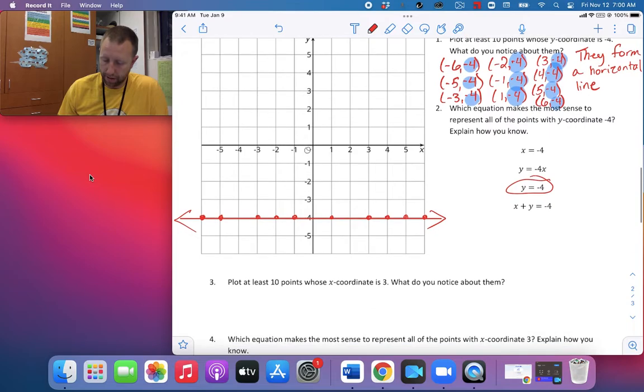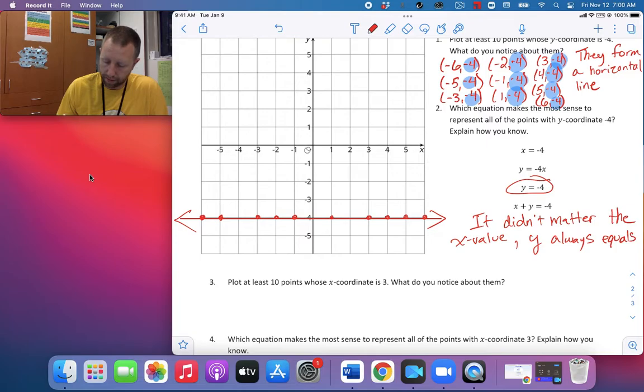It says, explain how you know it didn't matter what the x value was. Y always equals -4, right? So that's why that equation makes sense to me. And that actually is going to be the equation for a horizontal line, okay?